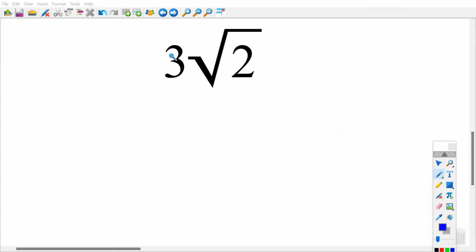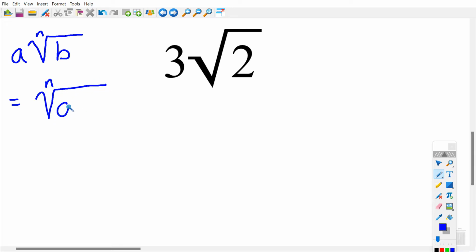So because of our rule before, we can write a new rule if we want. If we have a times the, and we'll call it the nth root of b, that's going to be equal to the nth root of a to the n times b. So that may look a little bit complicated right now, but we're going to do it over here using actual numbers.